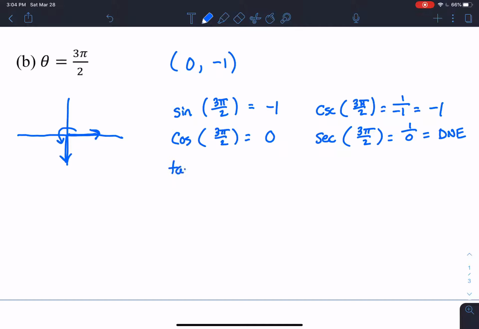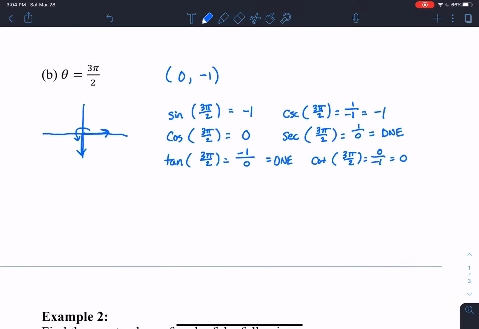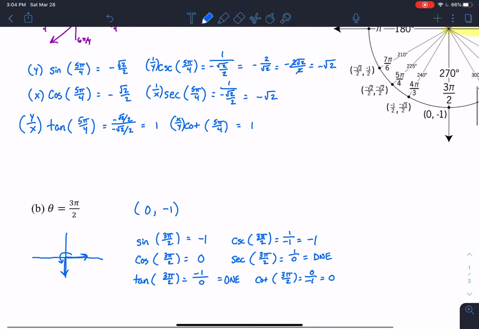And then you got tangent. All right, so that's going to be the y term over the x term, which is undefined. And then you got cotangent, which is the x term over the y term, or 0. Okay? So that's how you come up with the ratios based off of the angle that you're given, right?